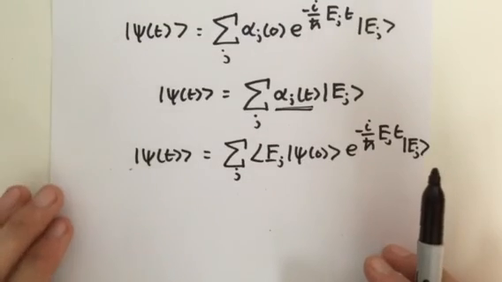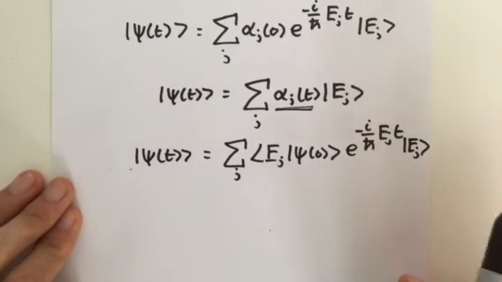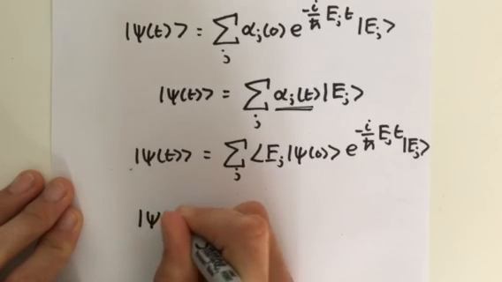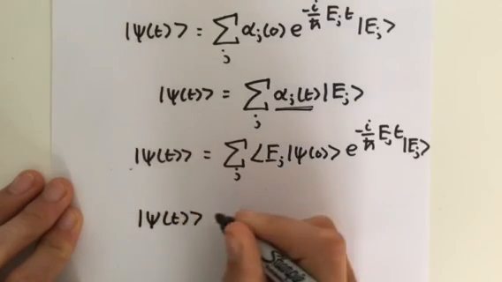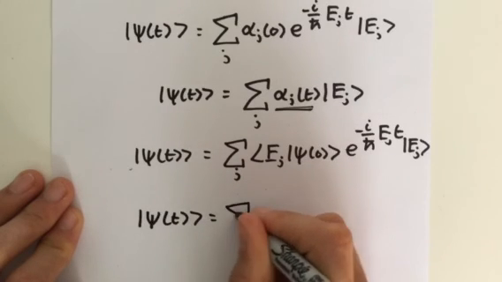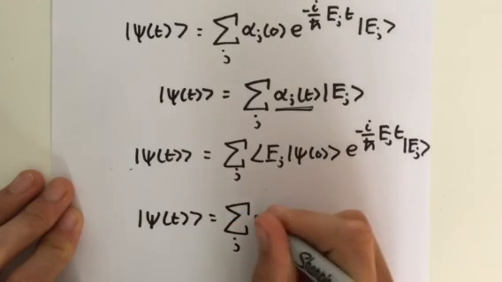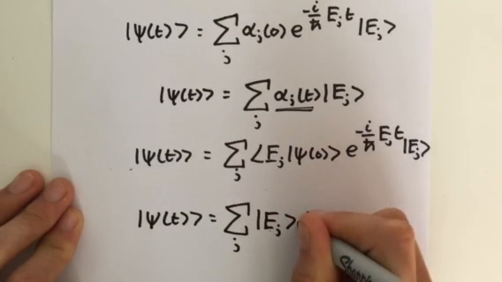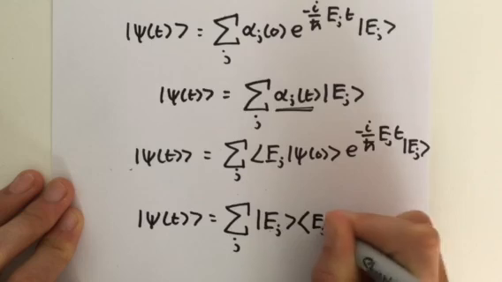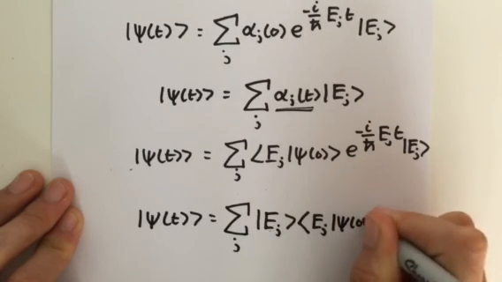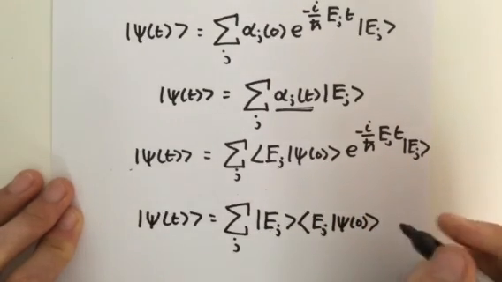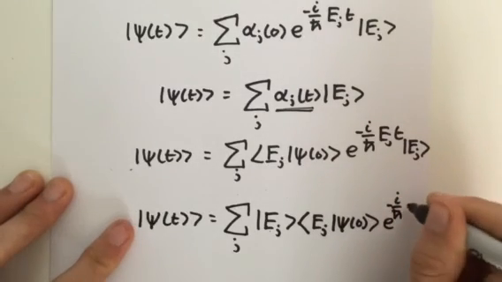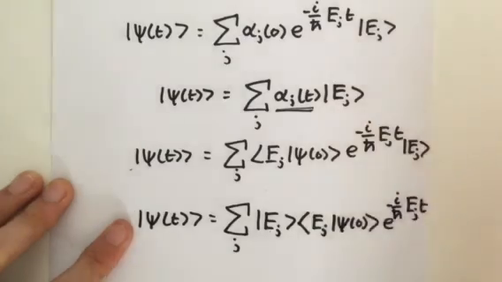And finally, we can write this in a more elegant form. And here we have the solution to the Schrödinger equation. Psi(t) is equal to the sum over j of E_j psi(0), and then we multiply that by e to the minus i over h bar E_j t.